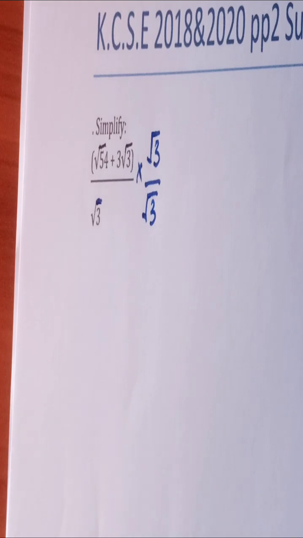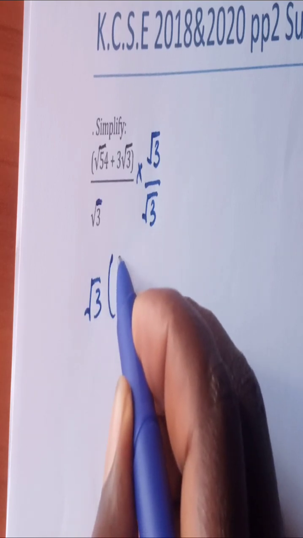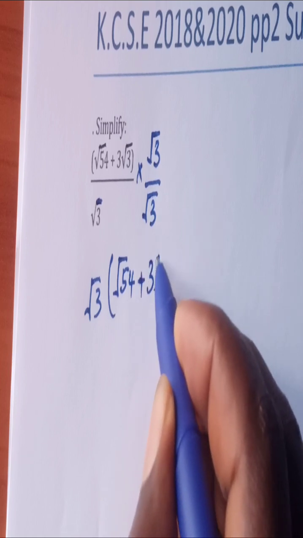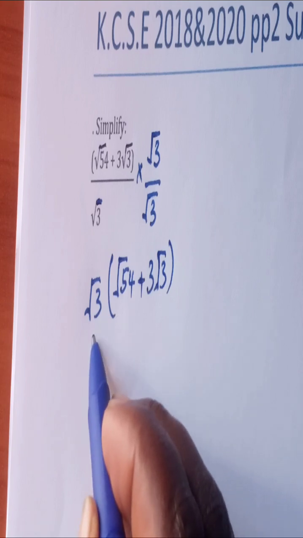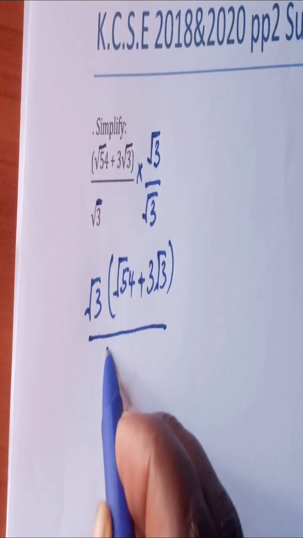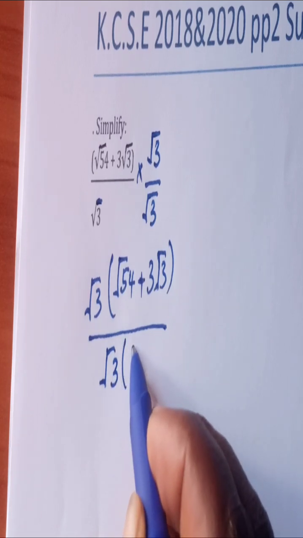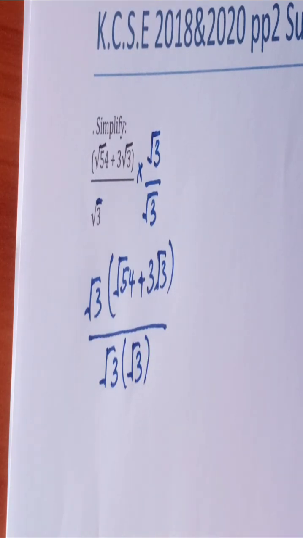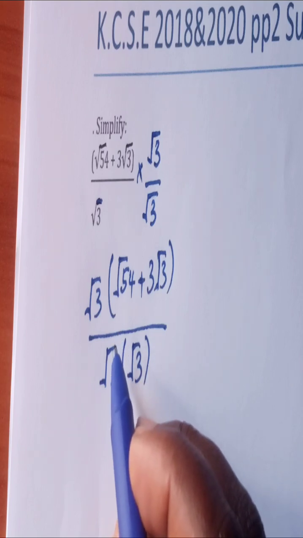If we do this, we get root 3 multiplied by root 54 plus 3 root 3. That is what we have under the numerator. Then under the denominator, we have root 3 multiplied by root 3. Now, let's deal with the numerator.